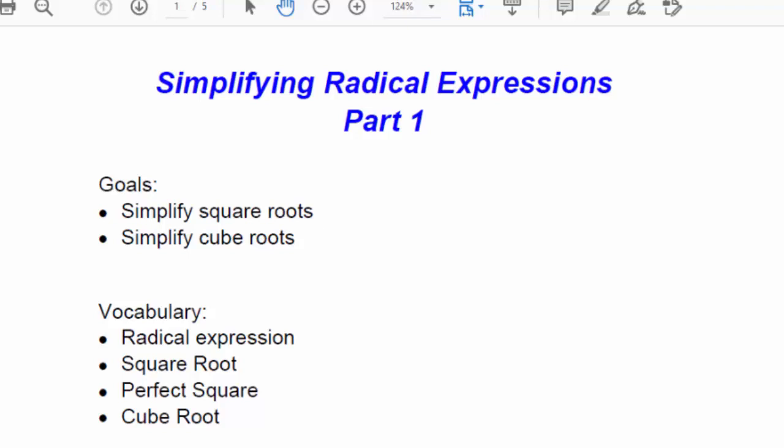For this video, we're going to talk about simplifying radical expressions, and this is going to be part 1. Our goals are for part 1, simplify square roots, and for part 2, we're going to do simplifying of cube roots. We have a few vocabulary words here, and these are going to be defined on the next page.